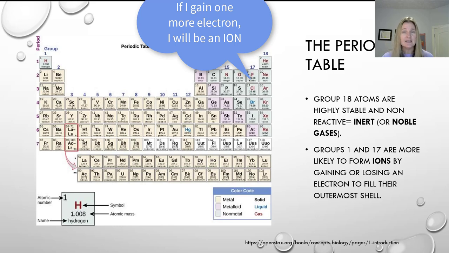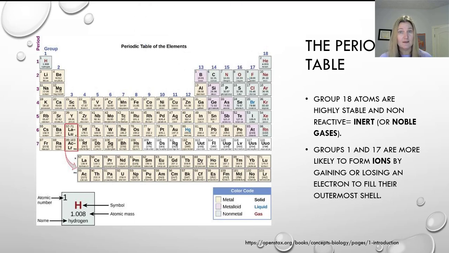So if it ends up gaining an extra electron, instead of 9 electrons, it now has 10. So we have 9 positively charged protons, but 10 negatively charged electrons, so we end up as an ion with a negative charge. Okay, so ions gain or lose their electrons in order to fill their outermost shells.